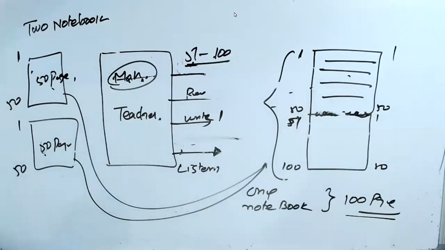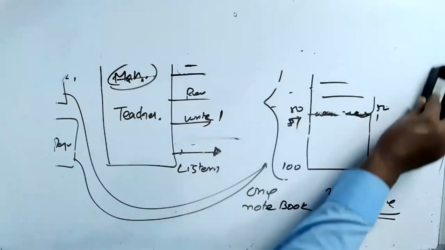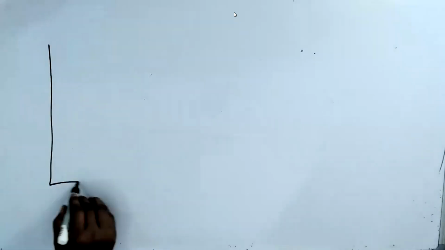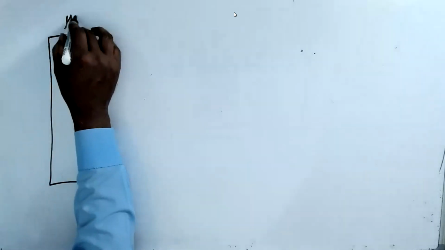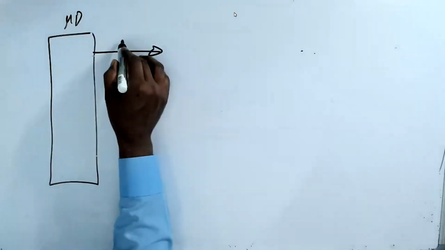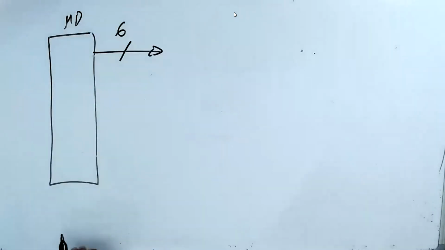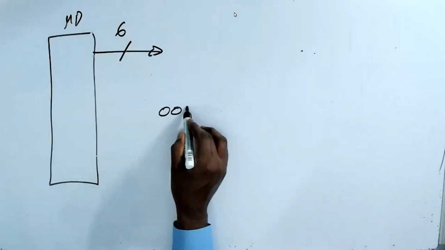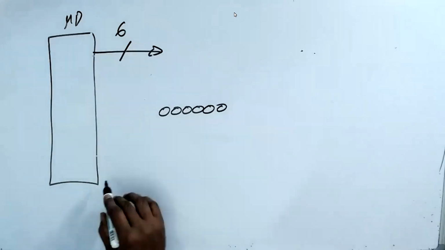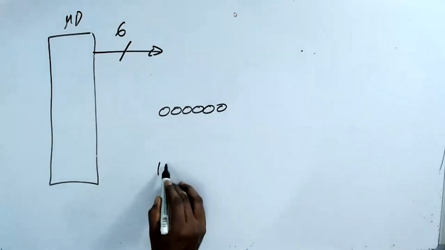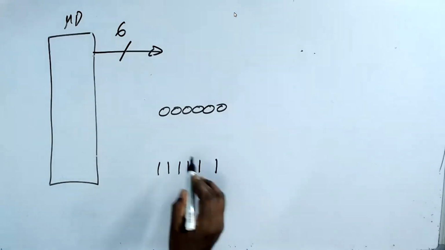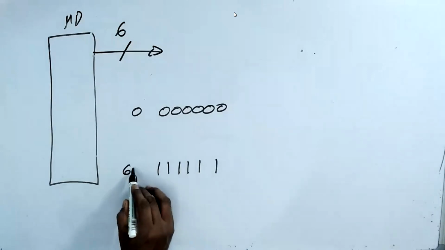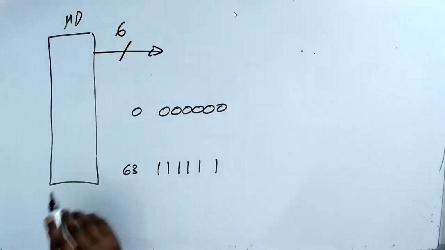Now the same thing happened here. I'll tell you how it happened. This microprocessor gives 6 address lines, and that is from 0, 0, 0, 0, 0, 0 to 1, 1, 1, 1, 1, 1. That is 0 to 63.